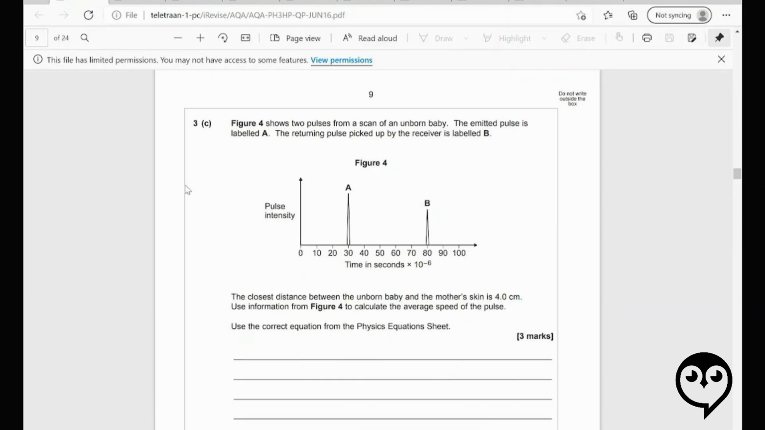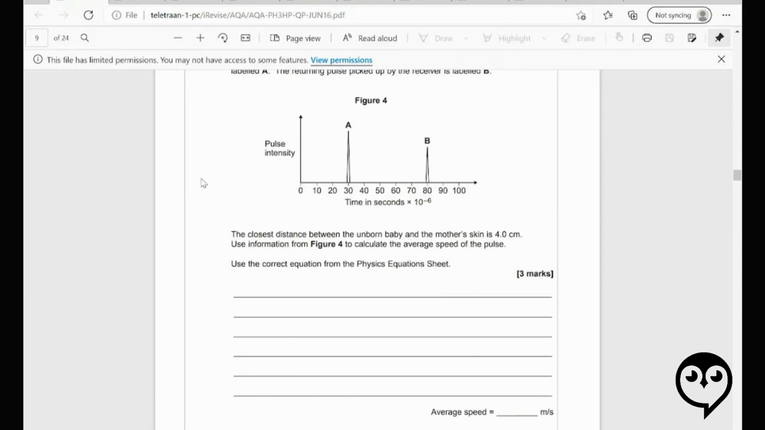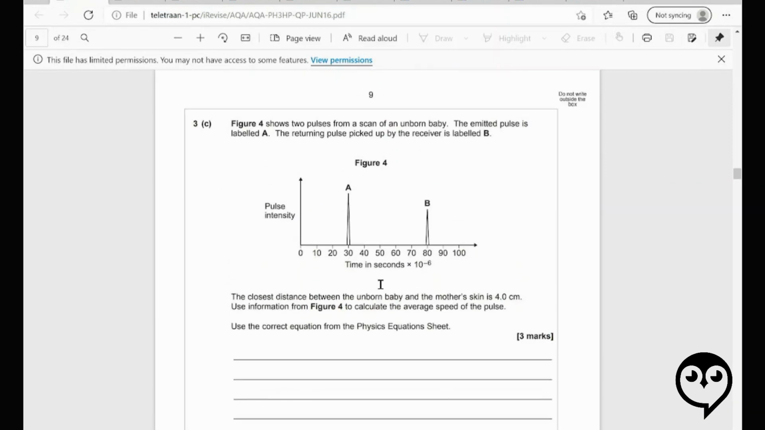All right. Moving on, we've got a question here about some pulses. Basically the equation will be velocity is distance over time. You're asked to calculate the speed of the pulse. You're going to subtract 30 from 80. You'll have 50 times 10 to the negative 6, and it'll be 4 centimeters. And that's your calculation.